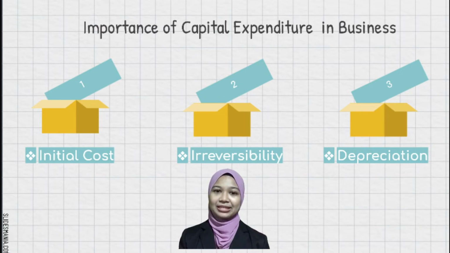Next, irreversibility. A company will more likely incur losses when undoing a capital expenditure. That's because the market for capital equipment tends to be poor, which means acquired assets are likely better off used by the company itself. Lastly, depreciation. Once an asset is put to use, depreciation begins and may lead to an increase in an organization's assets account. Alright, I think that's all from me.